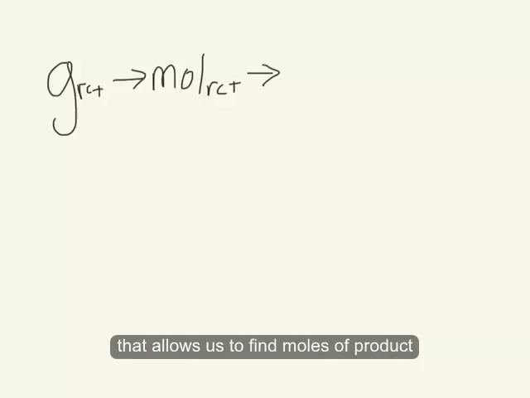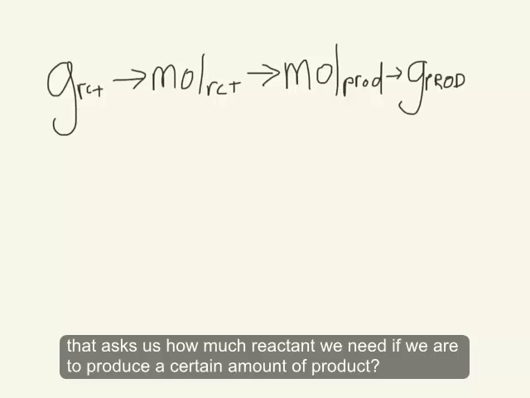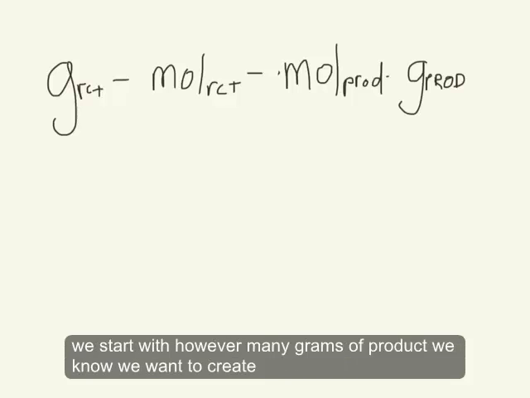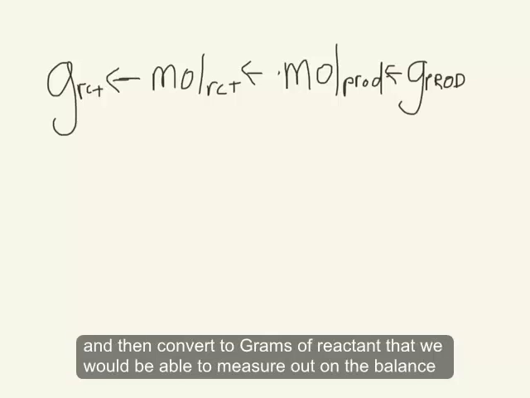So we saw the strategy for stoichiometry problems. Grams of reactant to moles of reactant, which allows us to find moles of product. And then we can find grams of product. But what if we have a problem that asks us how much reactant we need to produce a certain amount of product? Well, then we can just do this whole thing backward. We start with however many grams of product we know we want to create, then work backwards to find the moles of the product, find the moles of reactant we would need, and then convert to the grams of reactant we would be able to measure out on a balance.